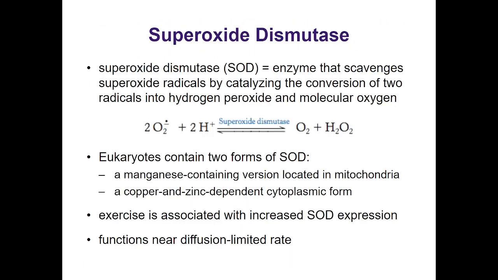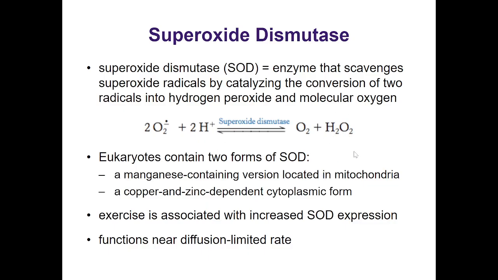All right. So the superoxide dismutase, this is SOD. This is going to be an enzyme that will scavenge superoxide radicals by catalyzing the conversion of two radicals into hydrogen peroxide and molecular oxygen. And so right here we have our radicals reacting with H+. This is the superoxide dismutase. And we get O2 and H2O2, which is the hydrogen peroxide.